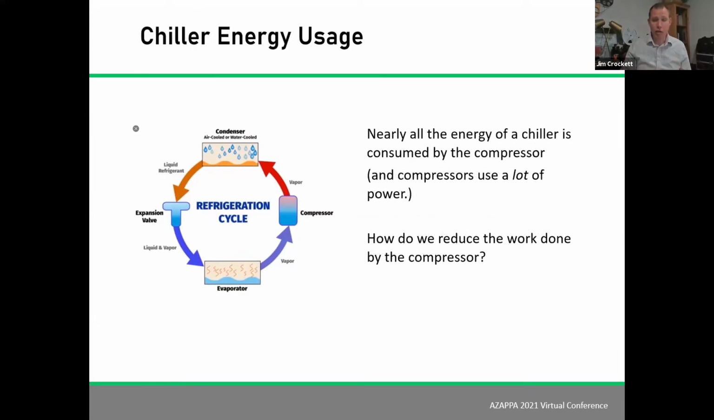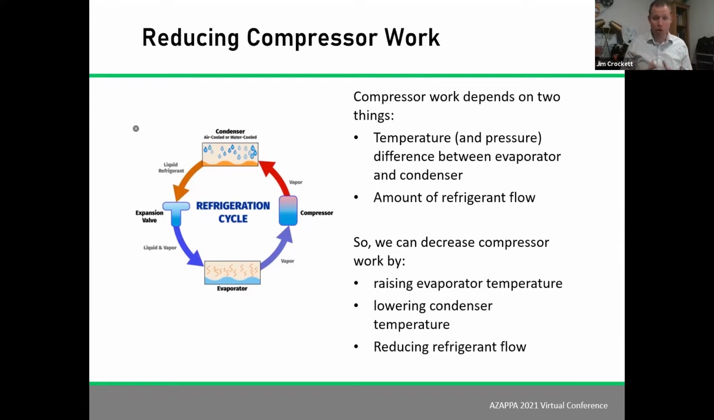Just about all of the energy used by a chiller is consumed by the compressor. And compressors use a lot of power. In fact, it's not uncommon if you walk into a building or a campus for the compressor motor to use as much as 25 to 35% of all of the energy used by the area that the chiller serves. So if it's serving a 300,000 square foot building, you could have 25 to 30% of the building's total power being used by one motor, and that's the motor running the compressor.